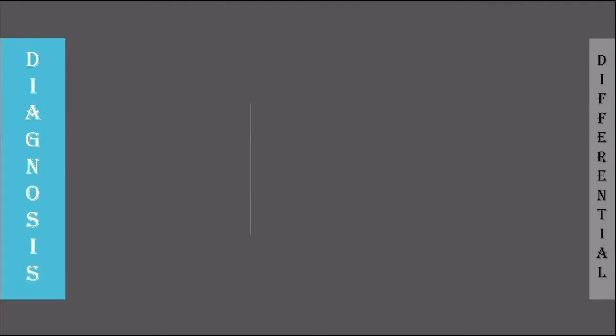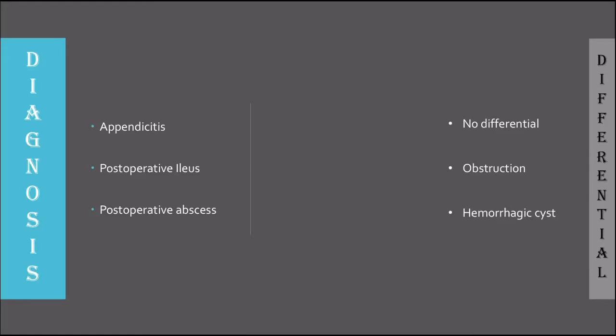Now, for the diagnosis for this patient, she had the appendicitis, which was diagnosed before she saw us, and then the postoperative ileus and the postoperative abscess. The differential diagnoses for these things, for the appendicitis, there really wasn't one. It was pretty obvious. For the postoperative ileus, they thought it could be an obstruction, and for the postoperative abscess, they thought it might be a hemorrhagic cyst.